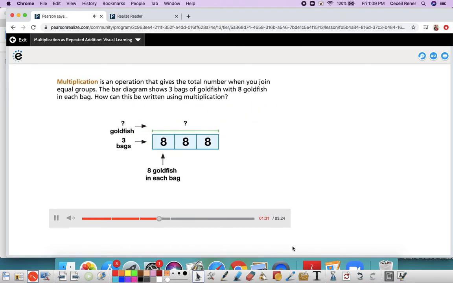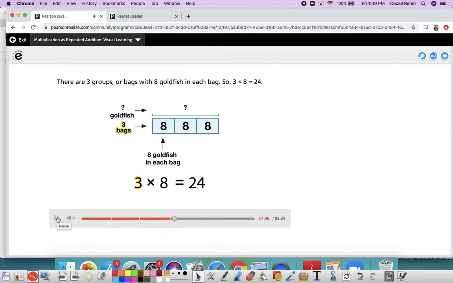Multiplication is an operation that gives the total number when you join equal groups. The bar diagram shows 3 bags of goldfish with 8 goldfish in each bag. How can this be written using multiplication? How do you think we write it using multiplication? We wrote it earlier. Think back. There are 3 groups or bags with 8 goldfish in each bag. So 3 times 8 equals 24.